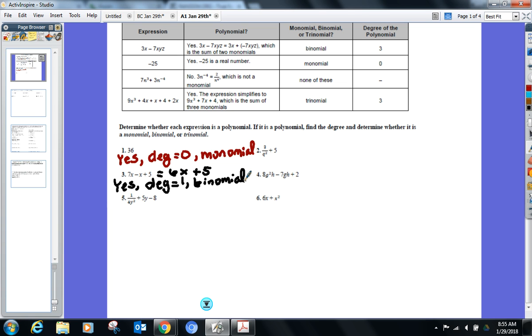Okay, let's go to 4. What do we think? Polynomial? Yes. Again, you guys don't know what doesn't make a polynomial, and I'll show you that real quick at the end. So that's yes. All right, here you go for degree now. You have to look at each term right now.